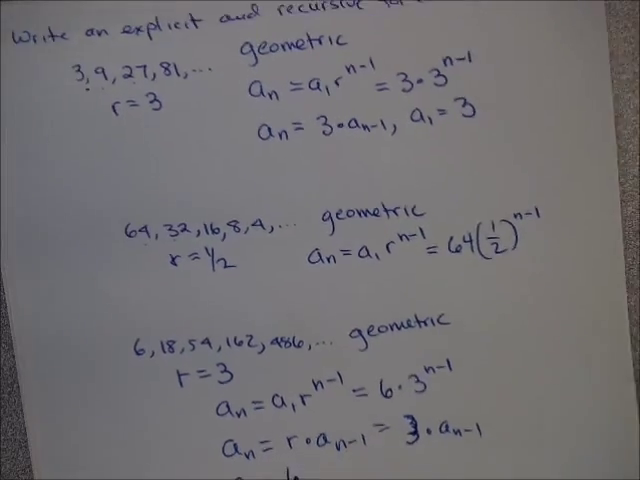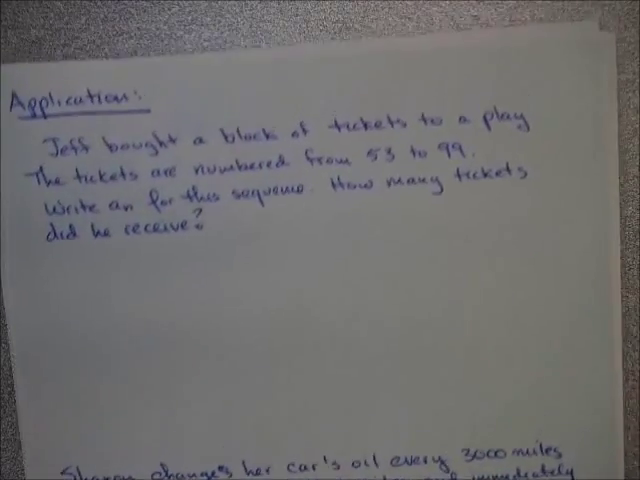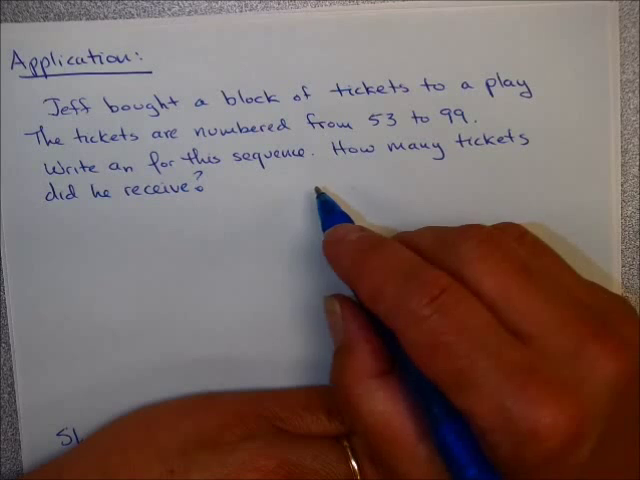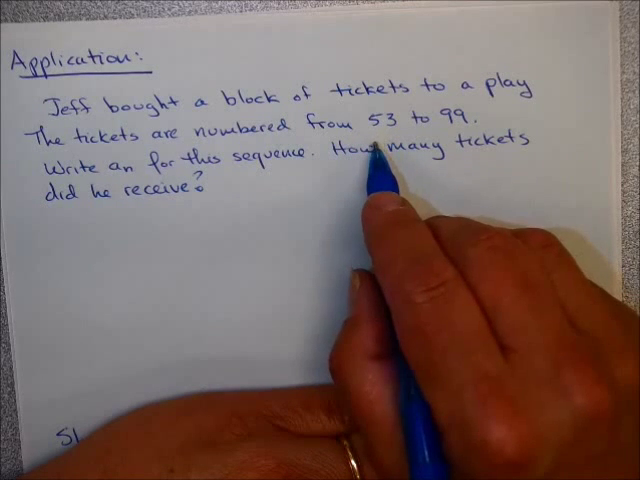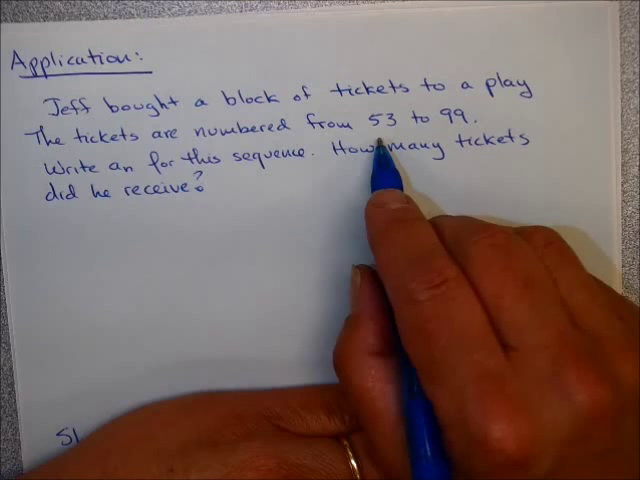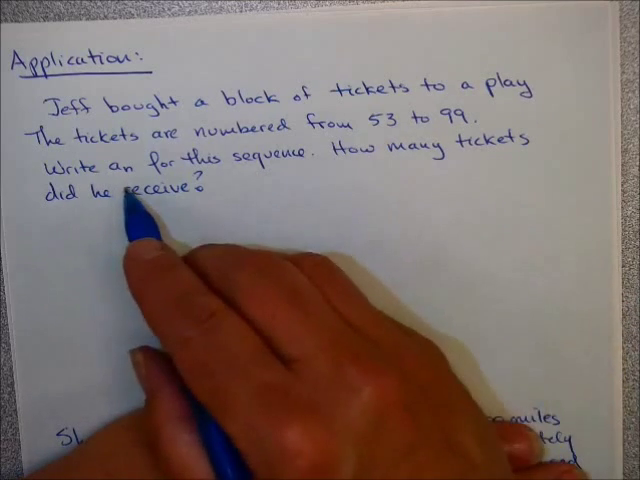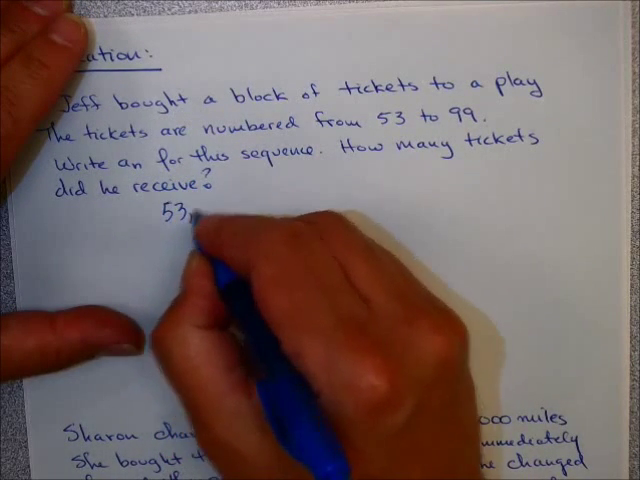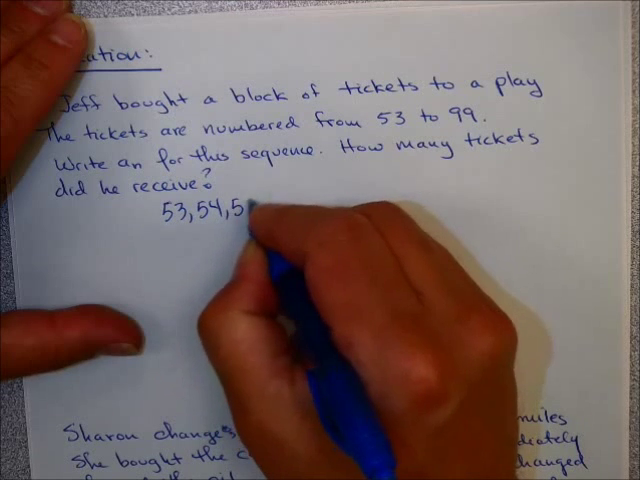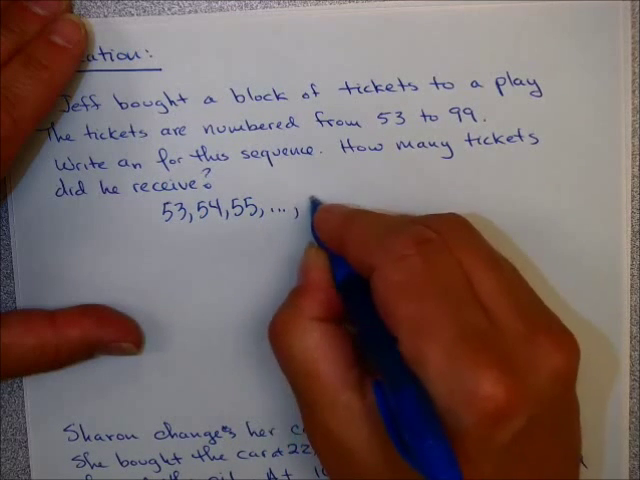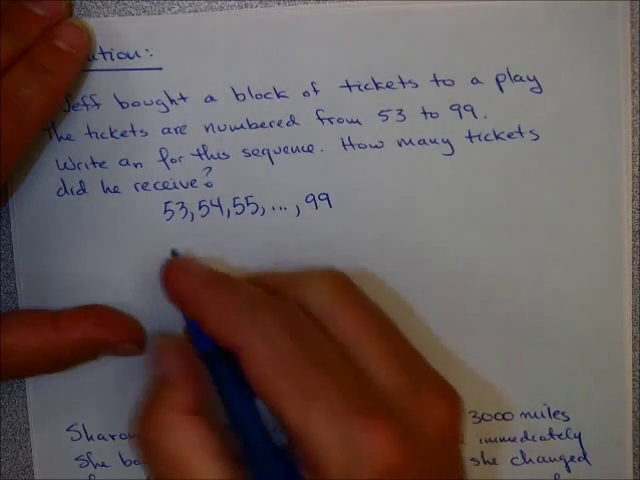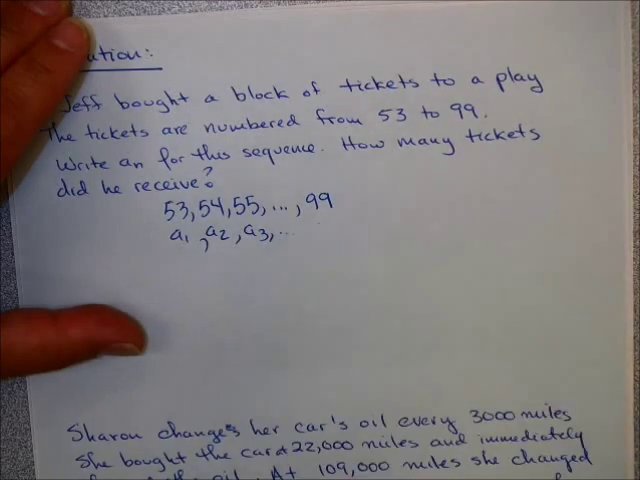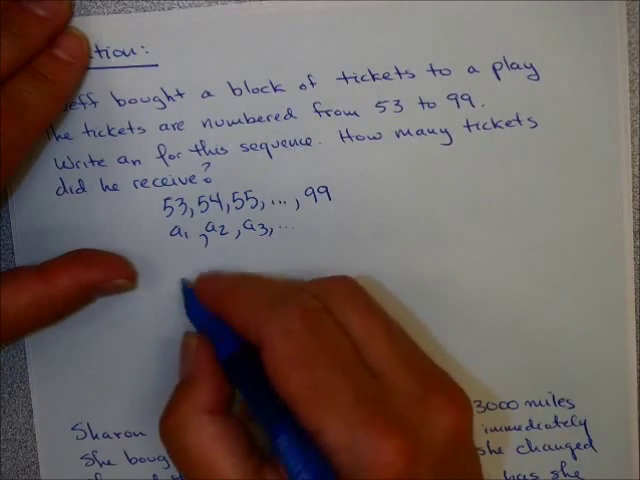So that's a little bit of stuff from WebAssign. Let's look at a few applications. Jeff bought a block of tickets to a play. The tickets are numbered 53 to 99. If we consider this block of tickets a sequence, I want to write an a sub n for the sequence. And how many tickets did he receive? Well, my sequence is 53, 54, 55, if he bought this whole thing up to 99. So if this is a1, this is a2, this is a3, and so on, we want to know how many we have. So let's write a little formula for this.